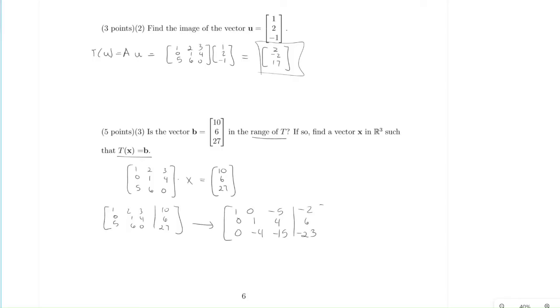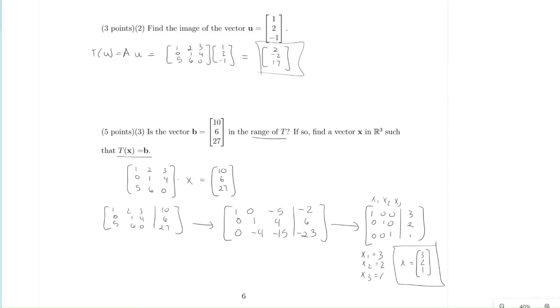So then this comes out, and we end up with 1, 0, 0, 0 in the row reduced echelon form, 3, 2, 1. So this means that this is x1, x2, x3. So x1 is equal to 3, x2 is equal to 2, and x3 equals 1, which means that our x vector is 3, 2, 1. And because this solution exists, it is in the range of T, and x is equal to this vector right here.